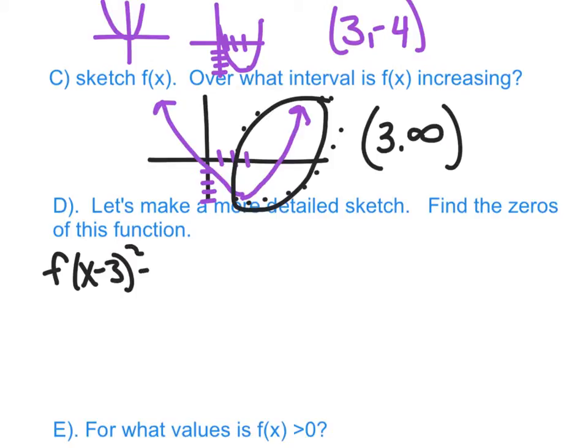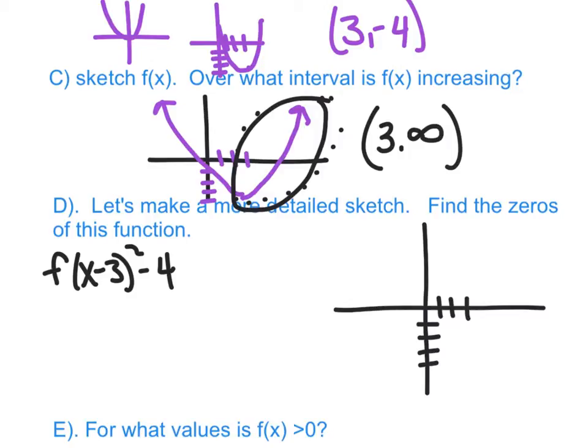Okay. Now it says, let's make a more detailed sketch and find the zeros of this function. So to get more details, I'm just going to plug more points in. I already know the point (3, -4), so I have that point for sure. I'm just going to plug a few more points in. I'm going to make a table of values, basically. What if x is 0? What do I get for my y value? Well, 0 minus 3 is negative 3, squared is 9. 9 minus 4 is 5. So I've got (0, 5).